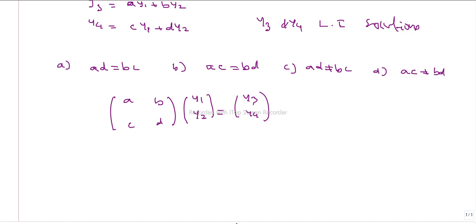So therefore AD minus BC should be not equal to 0. This is the determinant. So if you take this to the other side, we get AD should be not equal to BC. So y1, y2, y3, y4 are linearly independent only when AD is not equal to BC. Therefore C is the correct answer. Because the determinant is non-zero, that is the Wronskian is non-zero, it is linearly independent, right? So that is the Wronskian, even if you take this y1, y2 outside.